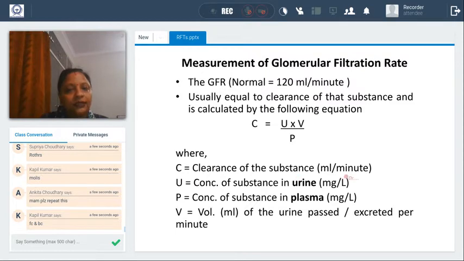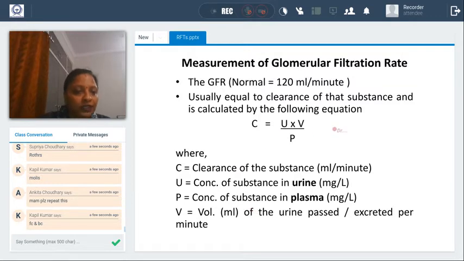C is the clearance of the substance, in ml per minute. U is the concentration of the substance in urine, mg per liter. P is the concentration of the substance in plasma. Very important: P for plasma, U for urine, C for clearance, V is the volume in ml of urine passed or excreted per minute. So this formula is clear to all of you. C is equal to U into V upon P, and the units of U and P should be similar.